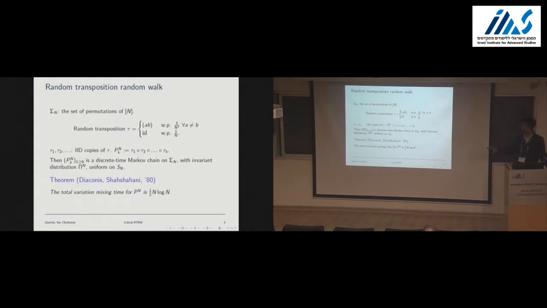Once you get to that time, by a coupon collector argument, it turns out you now do have the right number of fixed points and everything else has worked out fine as well. So that's why that's the mixing time, very heuristically speaking.